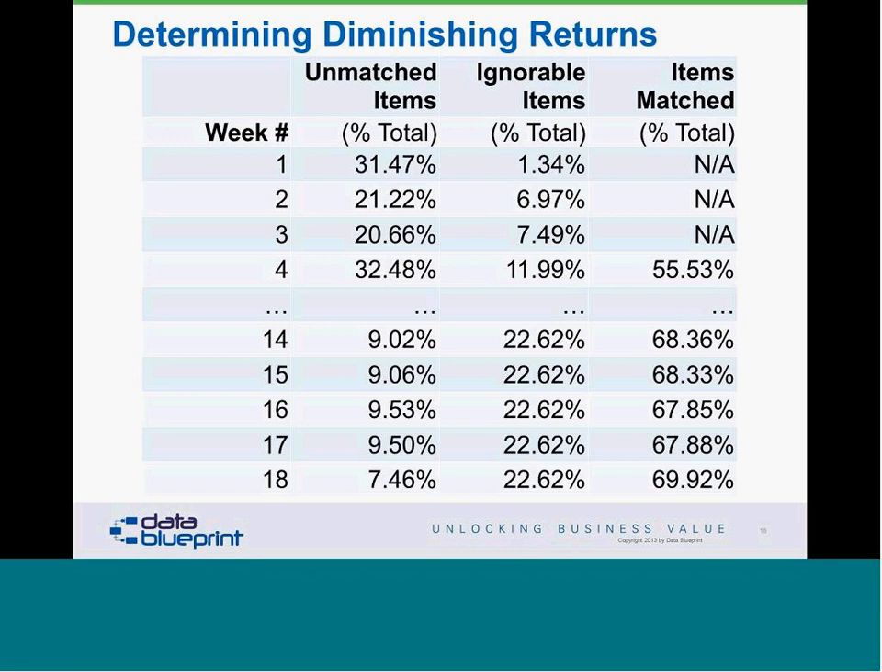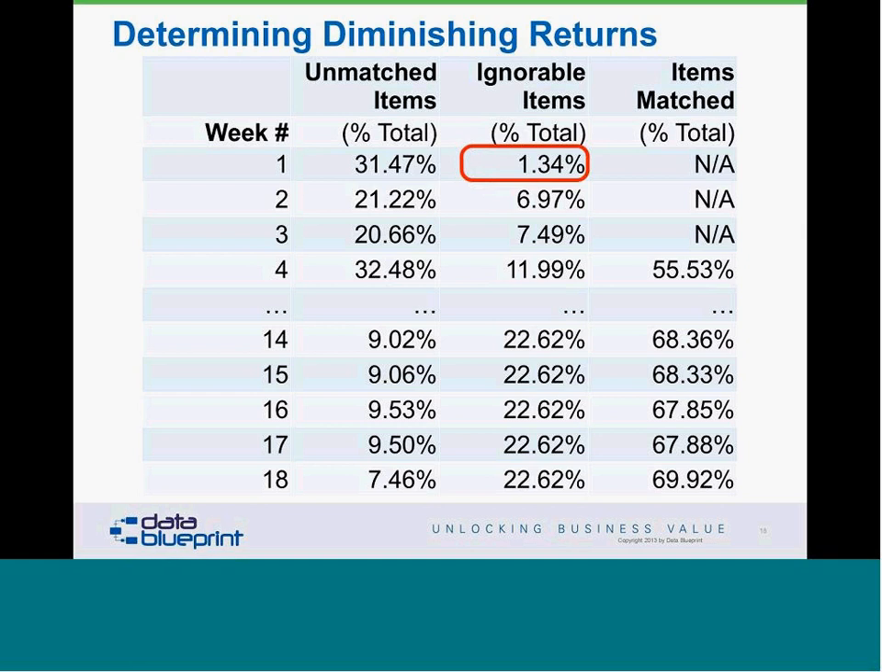Now, the key for this process was to determine when we reached diminishing returns with the algorithms that we were putting in place. The first week we did this, we didn't do very well. We didn't really match anything. That's what I'm showing here. But by the fourth week, we had actually matched 55% of the problem. And we were also able to improve our number that we could ignore.